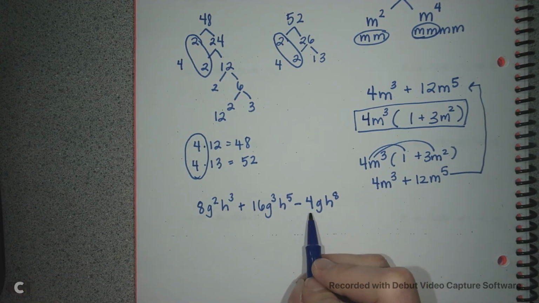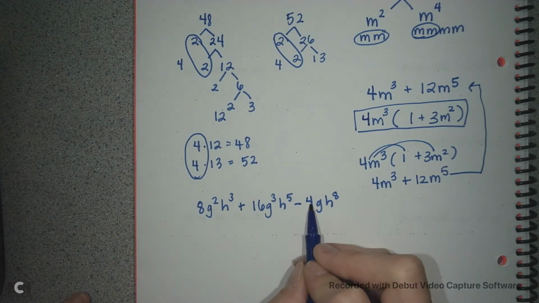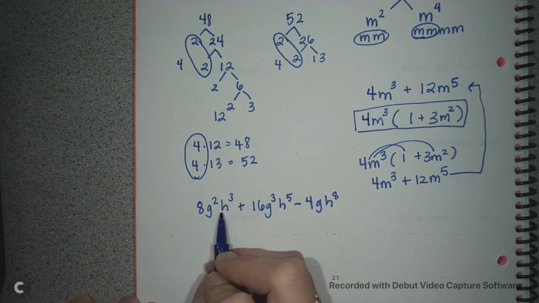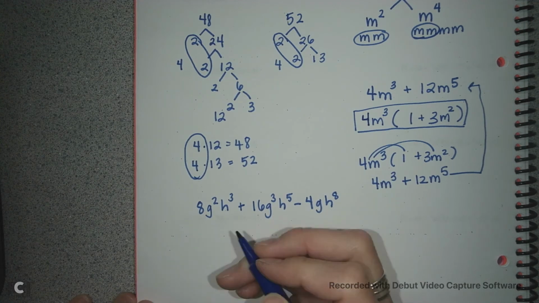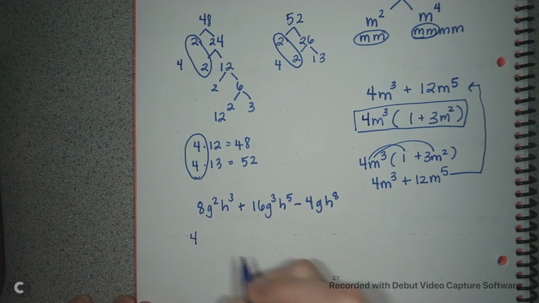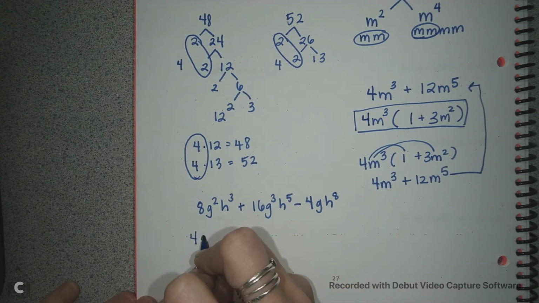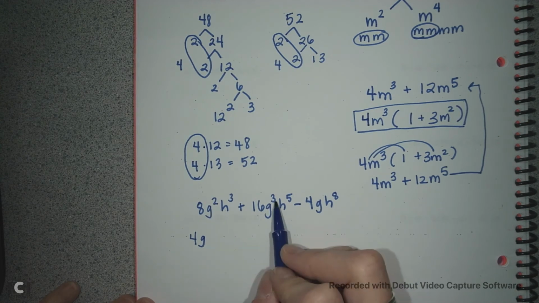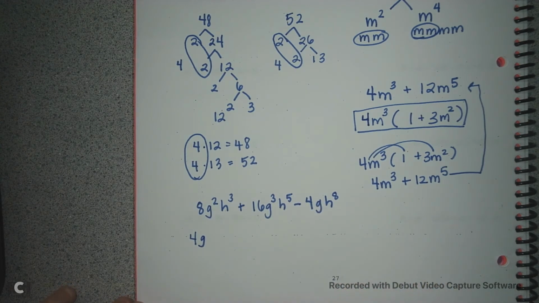The largest number that can go into each of these numbers is 4. 4 can go into 4 one time, 4 can go into 16 four times, sorry, and 4 can go into 8 twice. So my 4 is my largest number that I can take out of this expression. Then I look at my g's, okay, and we're looking for the smallest exponent. So we have a 2, a 3, and a 1. So just 1 g then.